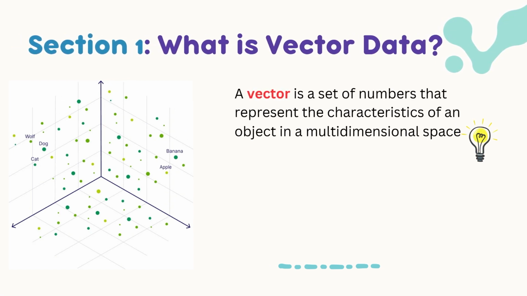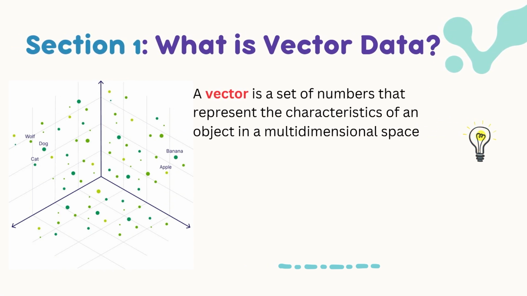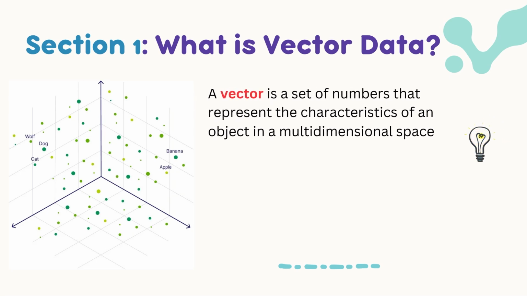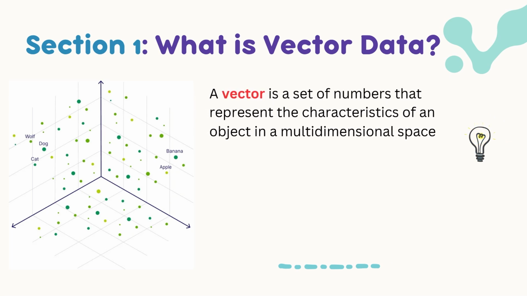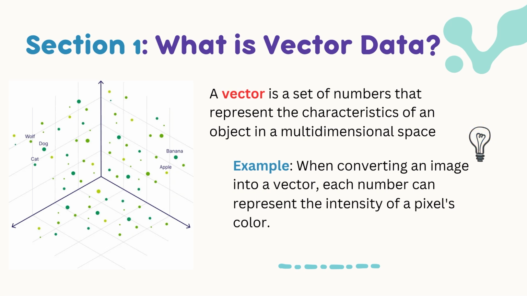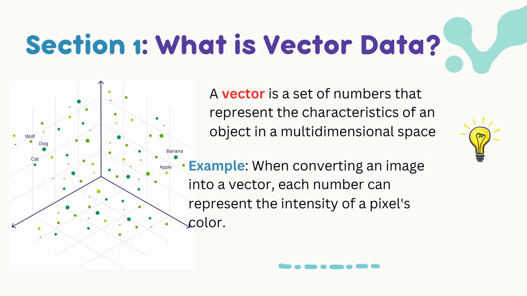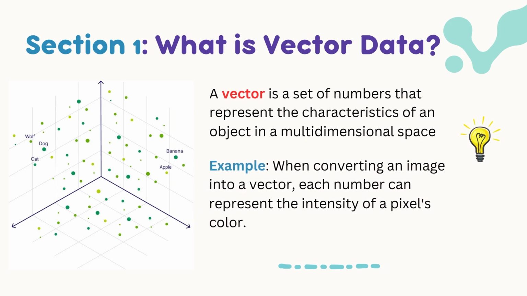Section 1. A vector is a set of numbers that represent the character of an object in a multidimensional space. For example, when converting an image into a vector, each number can represent the intensity of pixel color. Okay, and I want to show you a brainstorm of vector database.